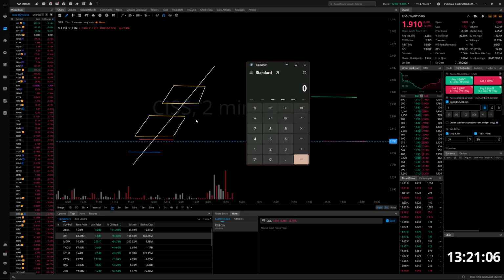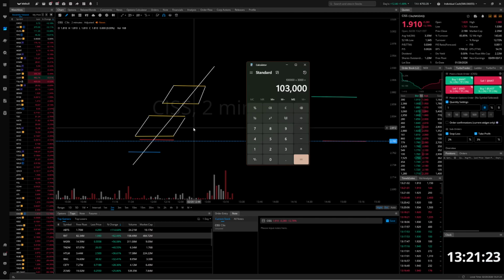So what is 100,000 plus 3%? It's going to be $3,000. My max risk was $500, because I'm risking 2% of a quarter of the portfolio. And my minimum profit here is going to be about $3,000 if I use a fixed 3% ratio and a limit sell order and I get filled.